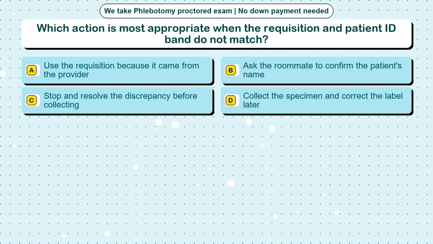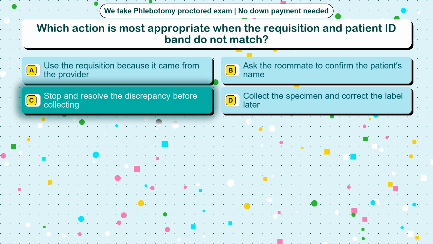Question 2. Which action is most appropriate when the requisition and patient ID band do not match? Option A. Use the requisition because it came from the provider. Option B. Ask the roommate to confirm the patient's name. Option C. Stop and resolve the discrepancy before collecting. Option D. Collect the specimen and correct the label later.